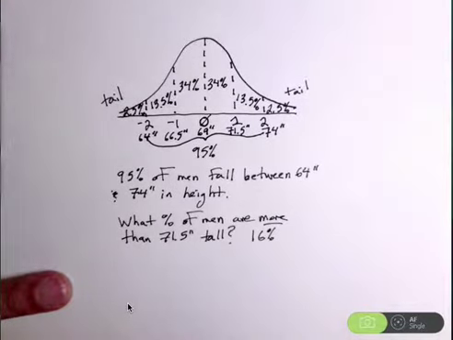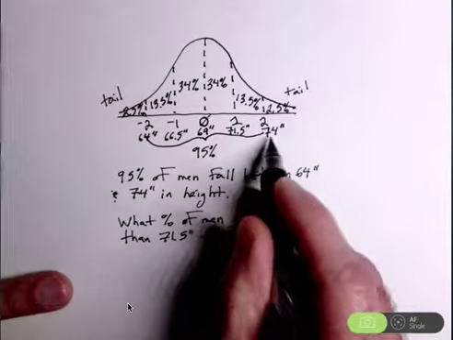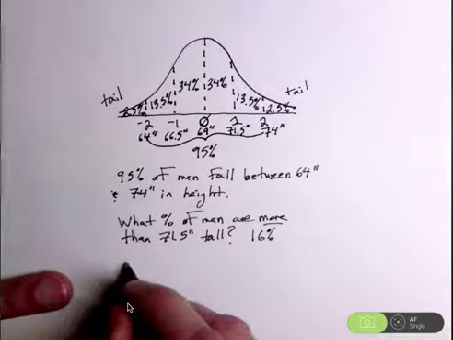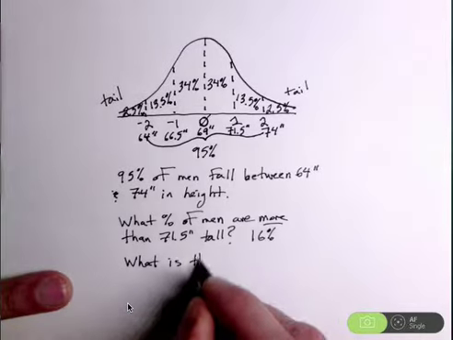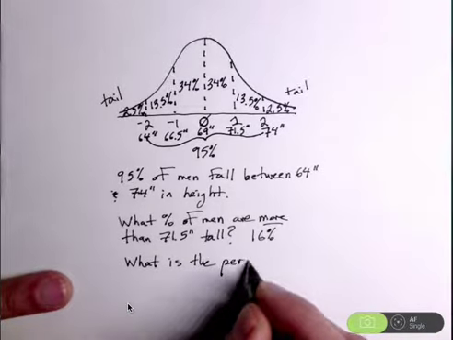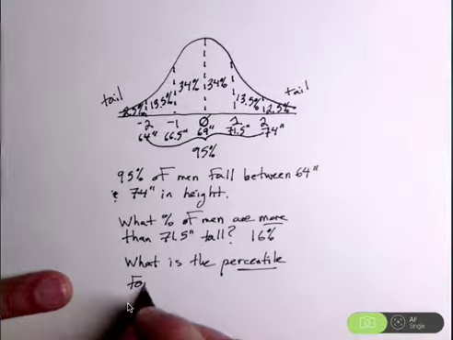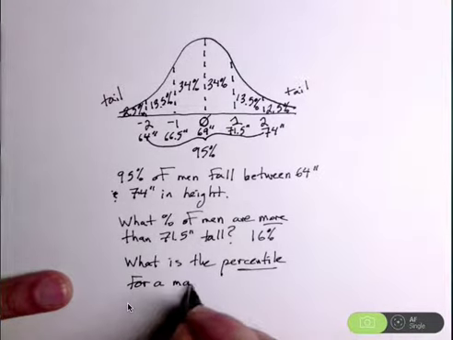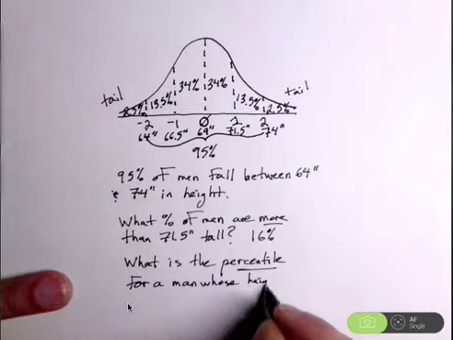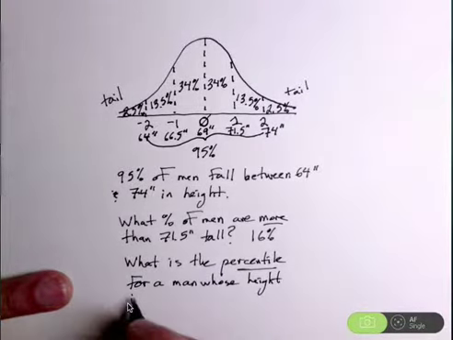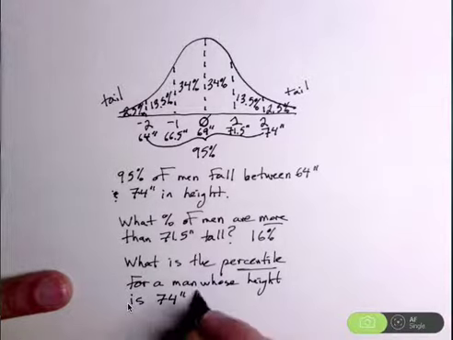So you could even find a percentile with this model. So for a man that is 74 inches tall, what is the percentile? For a man whose height is 74 inches. So that's 6 feet 2 inches tall.